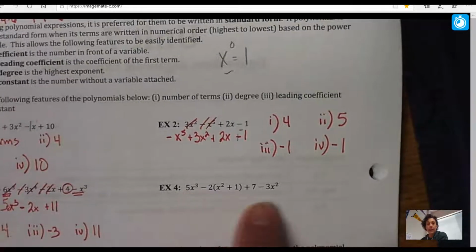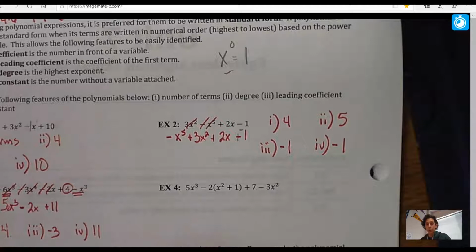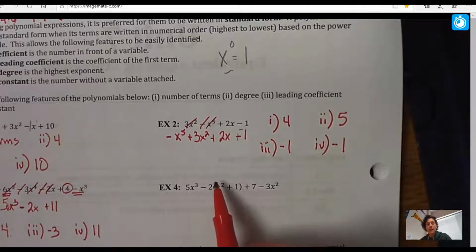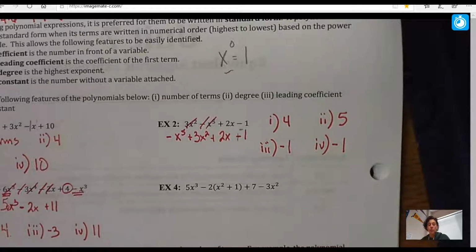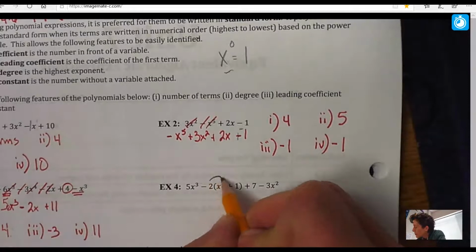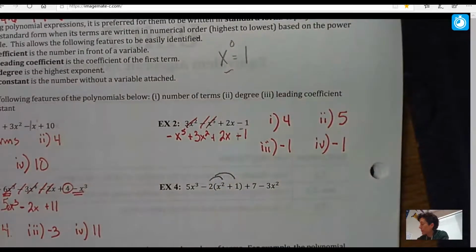All right, last one. So here, again, standard form is made up of terms. So what I should not see in there are parentheses, because parentheses mean that there's some multiplication happening that can be simplified. So I actually need to distribute this through first. Okay?